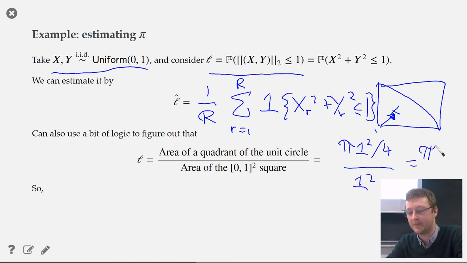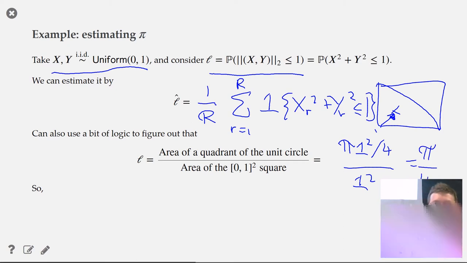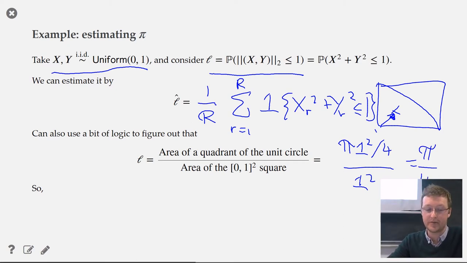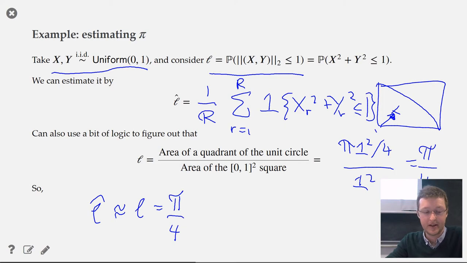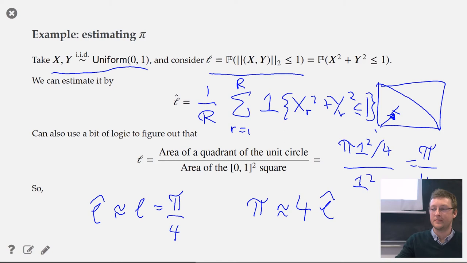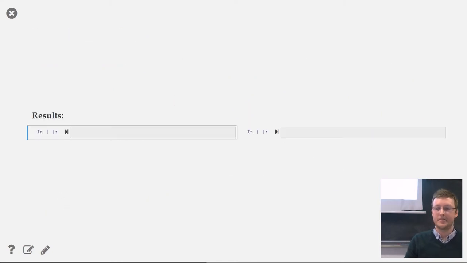So you know that the value of L is actually pi on 4. You can work backwards and say the estimator is approximately equal to the true value, and then turn that around and say pi is approximately equal to 4 times this Monte Carlo estimator. So let's try to write some code for this.